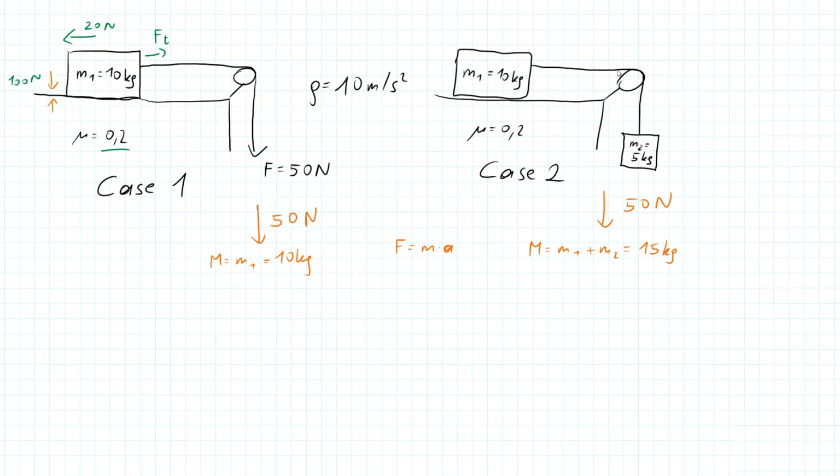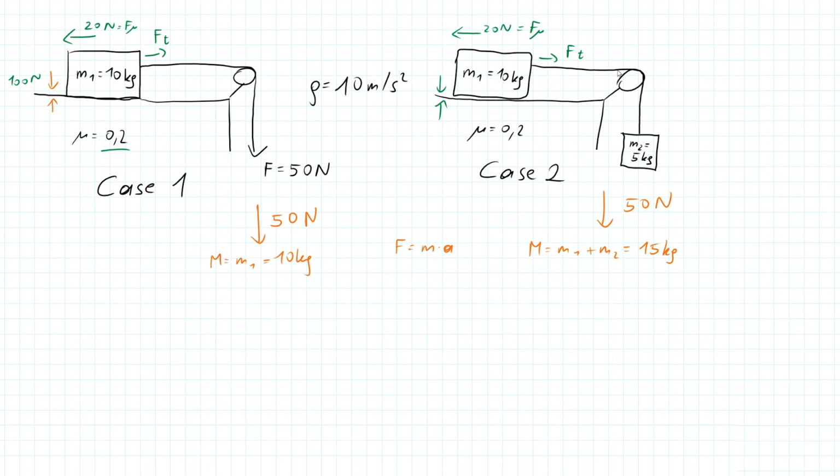If we go over to case 2, we have the same situation, so forces counteracting each other here. Then the very same friction force of 20 newtons, which I'll call F mu, and I should write F mu here as well. Then we have the tension in the string, which is again Ft. So the string pulls with Ft at the mass m1.